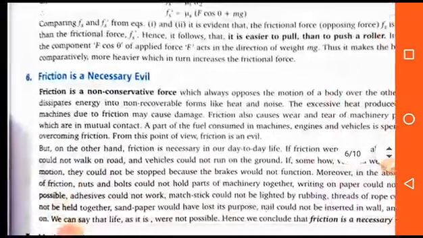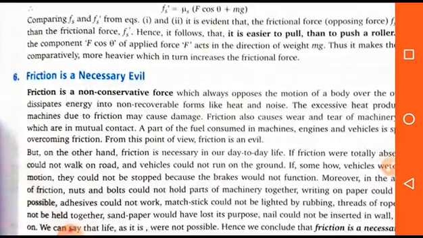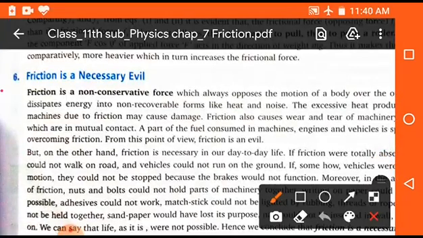Now student, next topic is friction is a necessary evil. Here we will discuss whether friction is necessary for our life or harmful for our life. Sometimes it is necessary and sometimes it is harmful for us. Friction is a non-conservative force. This is an important point you have to learn. Frictional force is a non-conservative force which always opposes the motion of a body over the object.